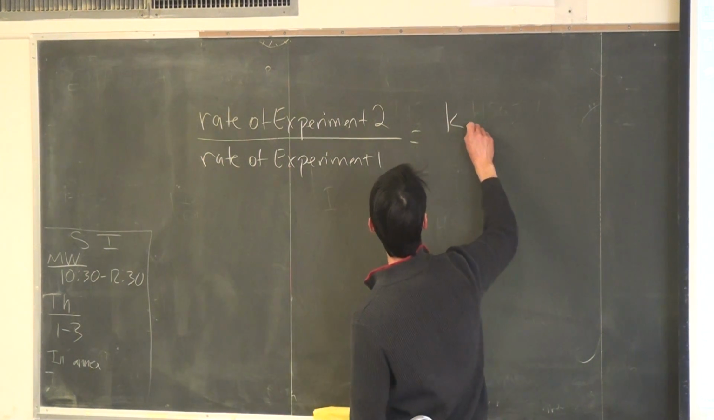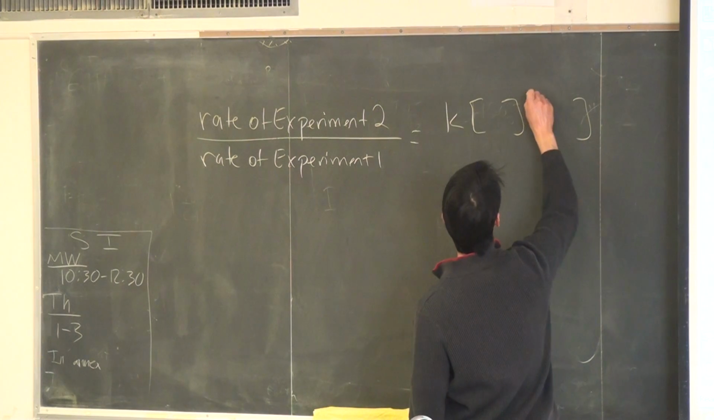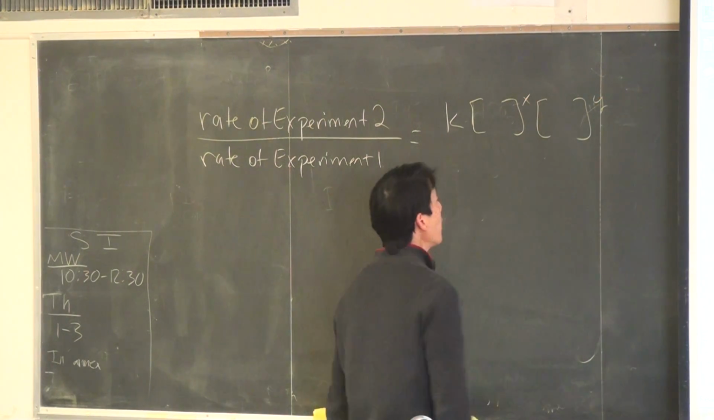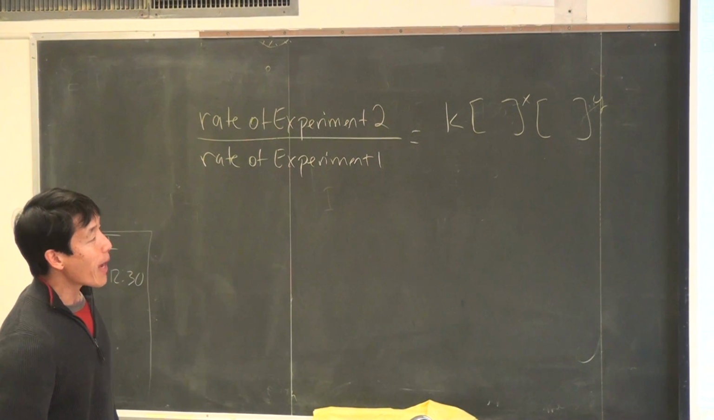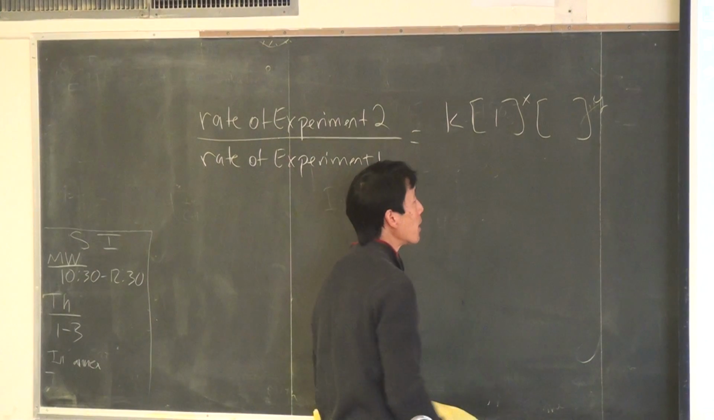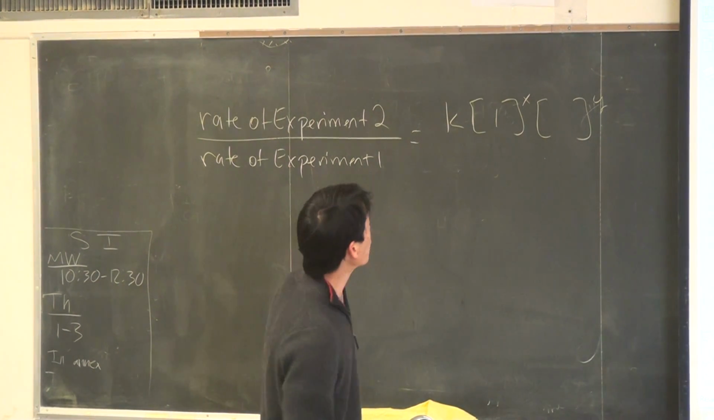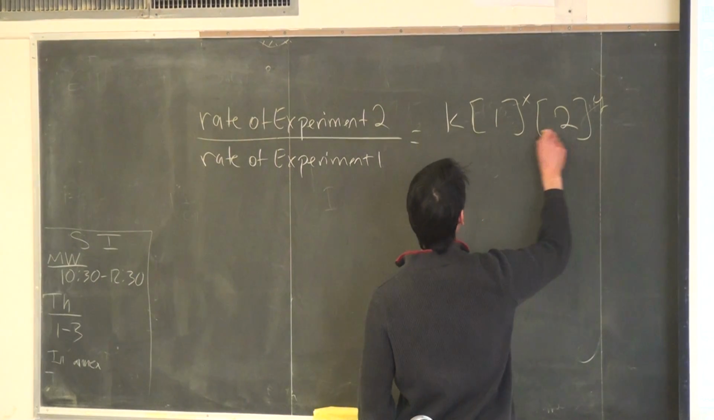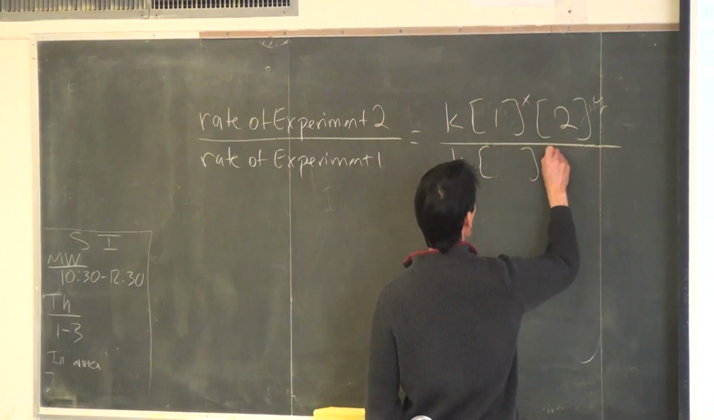The rate constant k times A times B, so it's x and y. According to our data table, the concentration of A in experiment 2 is 1. The concentration of B in experiment 2 was 2. And then we'll do the same thing in the denominator, so k times C.